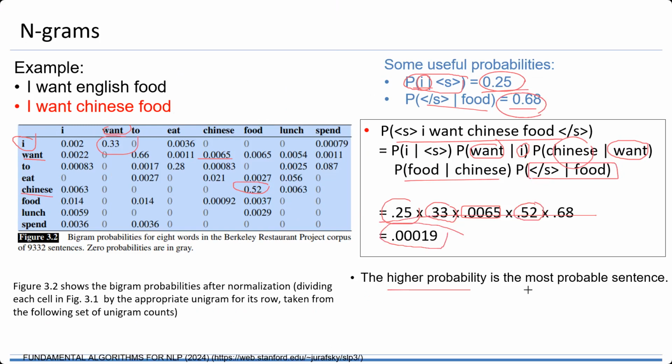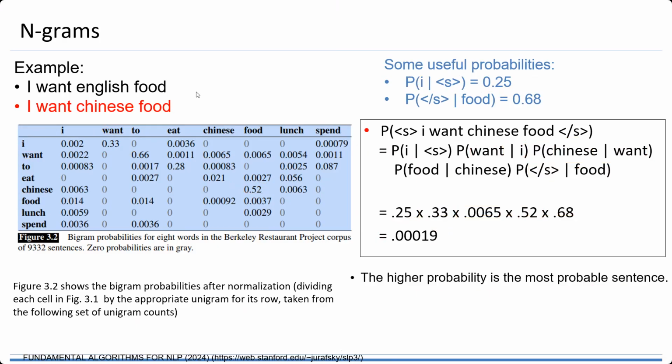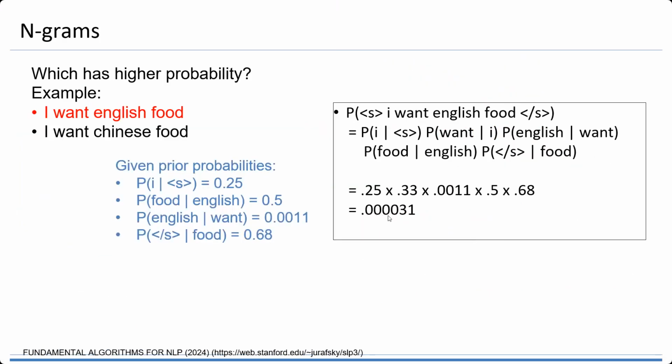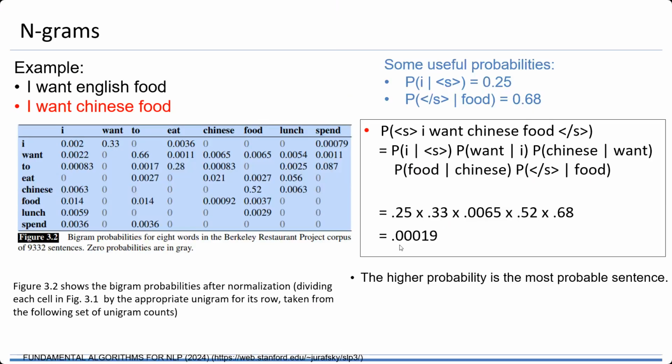So the higher probability is the most probable sentence. Because we have this table, so we can say that, okay, this is higher than the previous one. The previous one is 0.000031. And this one is 0.00019. Then this is higher. Then in the conclusion, we can say that I want Chinese food is a better sentence compared to I want English food. Okay. Because we look at the probability.